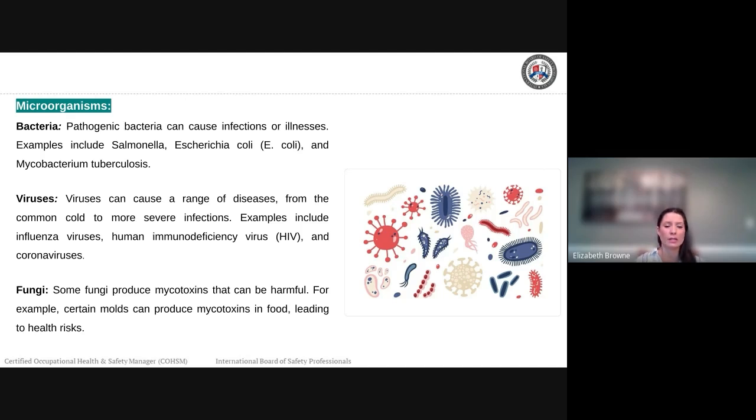Some other things to be aware of, especially in areas where we're handling food, are mycotoxins that can be produced by fungi, and then also food and other areas that can produce molds can lead to very high health risks.